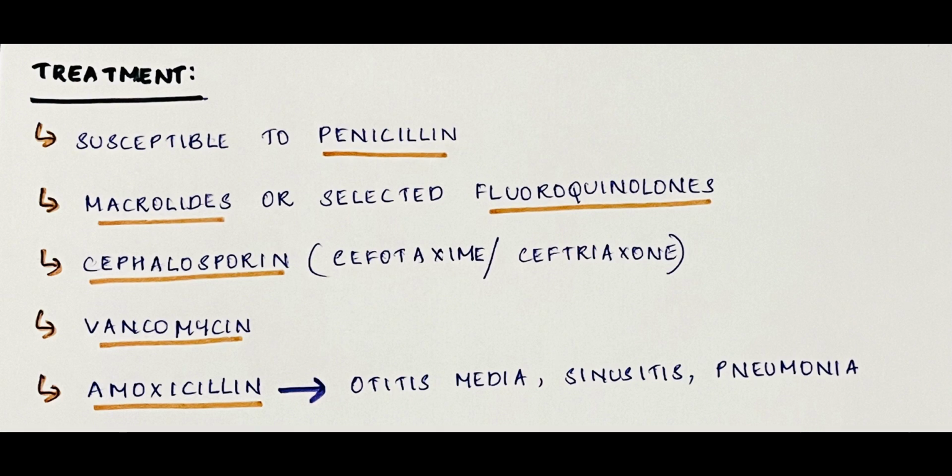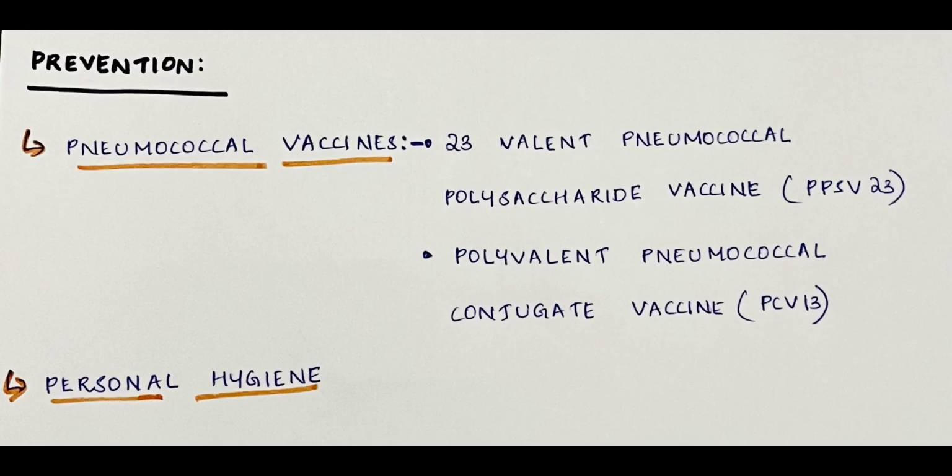Ceftriaxone can be used for meningitis. Vancomycin is used if the pneumococcus is resistant to ceftriaxone. Amoxicillin is the drug of choice for treatment of otitis media, sinusitis, and pneumonia.